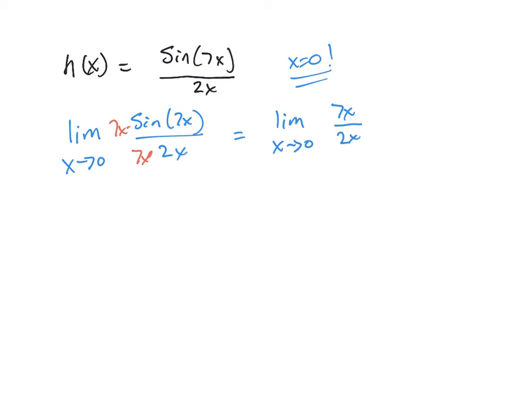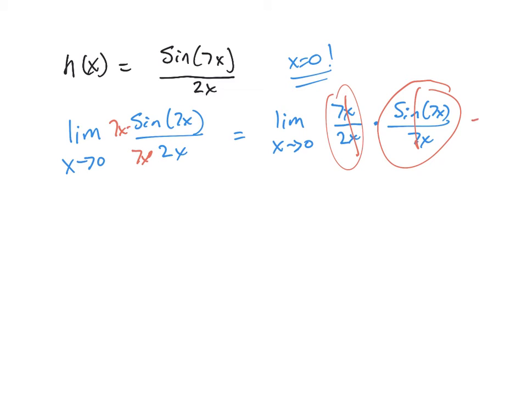And then I'm going to multiply that by the sine of 7x over the 7x that I put in on the bottom. And then we just do a little bit of simplifying here. Here we cross out the x's, and so this part of the limit is 7 over 2. And we know from our theorem that the limit of sine of 7x over 7x as x approaches 0, because 7x is going to 0 also, this turns into a 1.